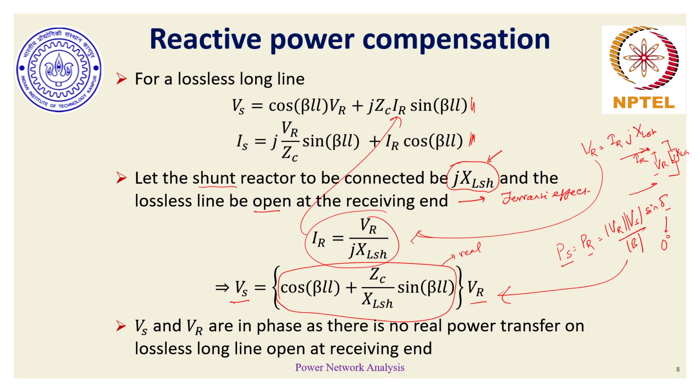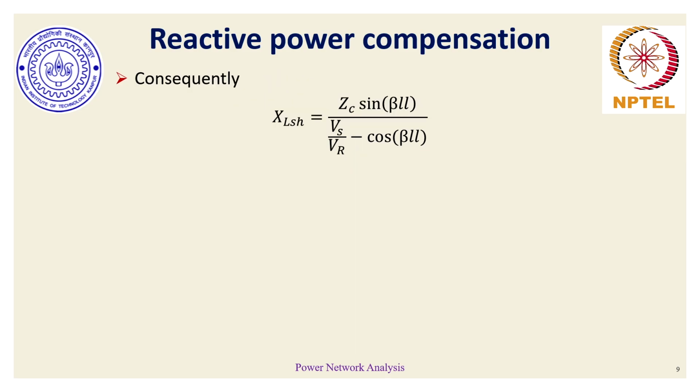If we rearrange the terms in this equation, we can get the expression of XLSH in terms of Vs, Vr, beta, LL, ZC. They are known for a given transmission line. What is unknown is the only ratio present over here. If we have to maintain the voltage profile, we would usually expect the receiving end voltage to be some percentage of the sending end voltage. So we'll come to that part a little later.